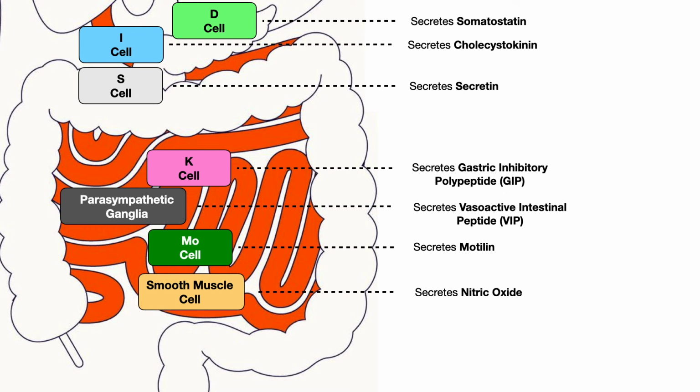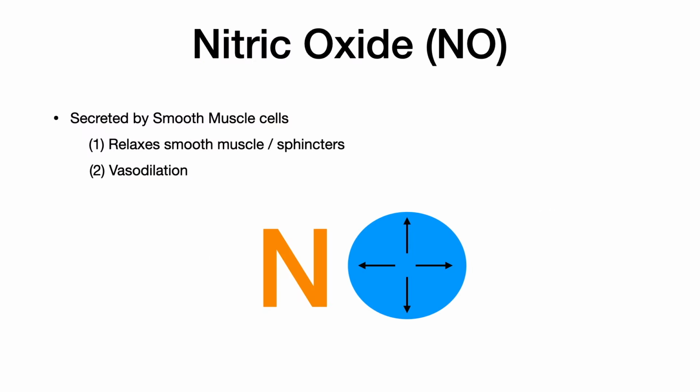We're going to conclude by talking about the smooth muscle cell, which secretes nitric oxide. The big thing to know about nitric oxide, and I put a warning 2 slides ago, is that it's secreted by smooth muscle cells, and it causes relaxation of smooth muscle and sphincters and vasodilation. So it kind of does what vasoactive intestinal peptide does, but it's a bit unique in that it primarily targets smooth muscle relaxation and vasodilation without the water and electrolyte stuff that VIP did.